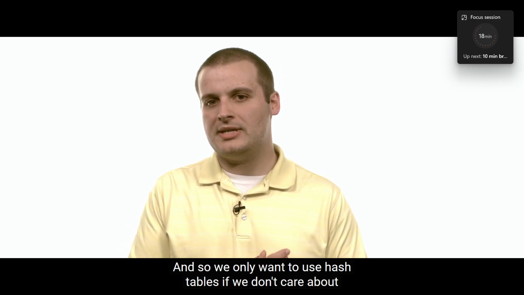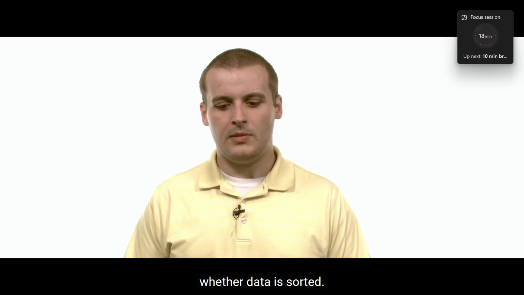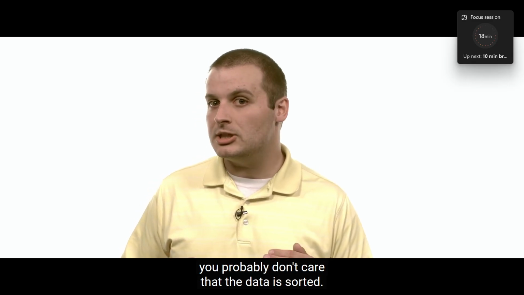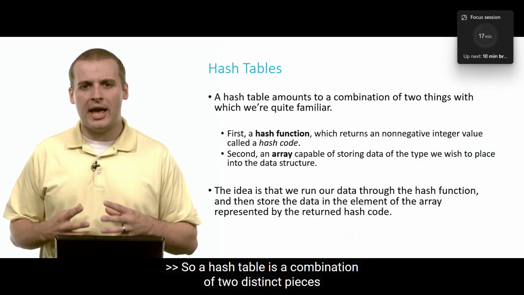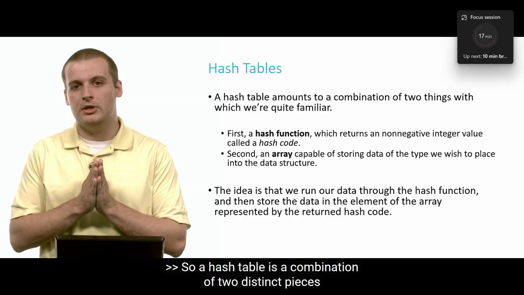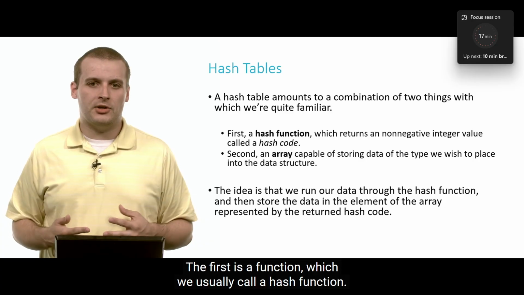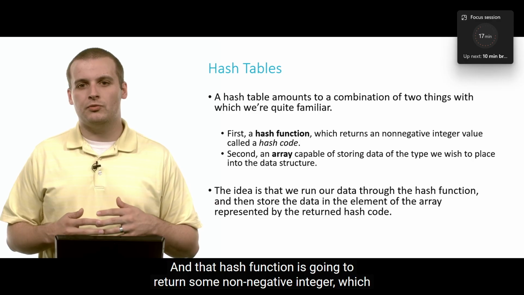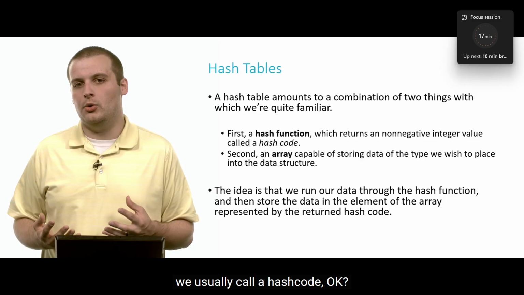And so we only want to use hash tables if we don't care about whether data is sorted. For the context in which you'll use them in CS50, you probably don't care that the data is sorted. So a hash table is a combination of two distinct pieces with which we're familiar. The first is a function, which we usually call a hash function. And that hash function is going to return some non-negative integer, which we usually call a hash code.